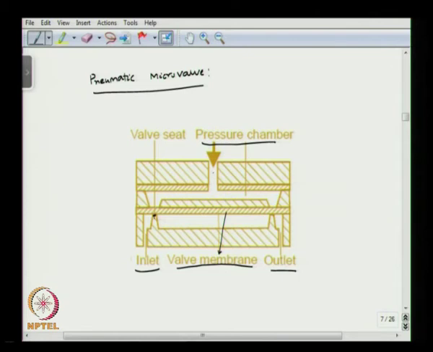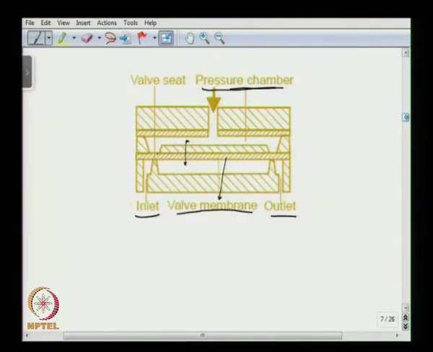Now, when this pressure is more than a critical value, then the membrane will deform and the valve will be closed. Okay. And when this supply pressure is taken off, then because of the spring constant of the valve membrane, the valve is going to open up. Okay. So, the actuation of the valve is going to take place by controlling the pressure inside the chamber, which can happen by controlling the external pressure. Okay. So, what are the characteristics of pneumatic microvalve? The pneumatic microvalve has a simple actuation concept.